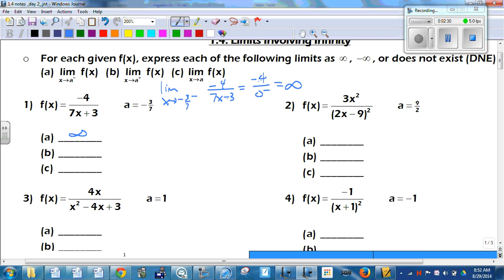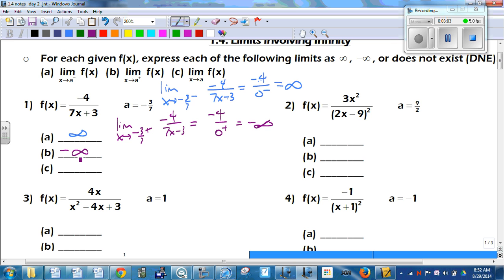All right, and then if we look at part B, we're doing the limit as x approaches negative 3/7 from the right of the same function. We're going to be approaching 0 again on the bottom, but this time from the right side. So we're going to have something really close to 0, but it's positive. Now we're left with a negative divided by a positive, which is going to give us a negative answer. And since we have that number over something really, really close to 0, we're going to get negative infinity for this one.